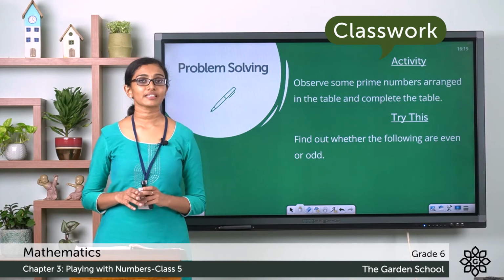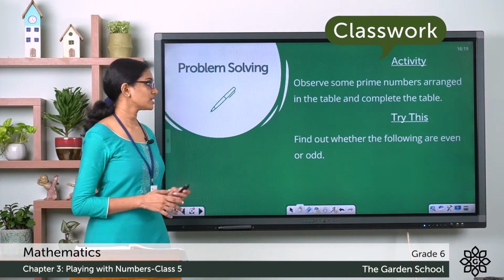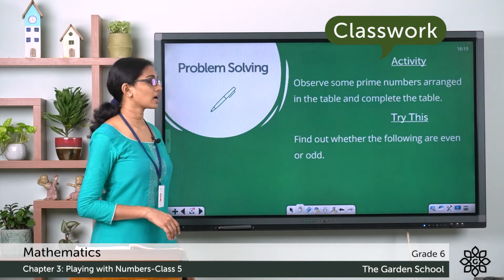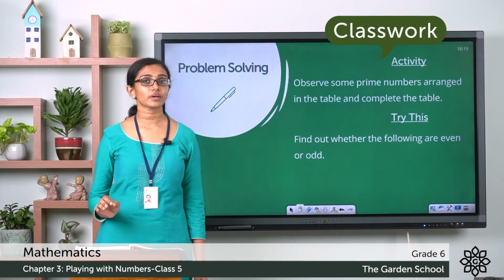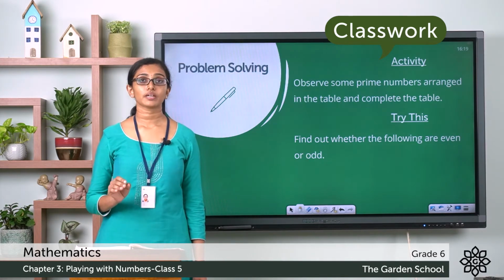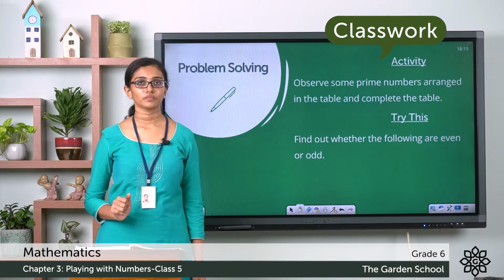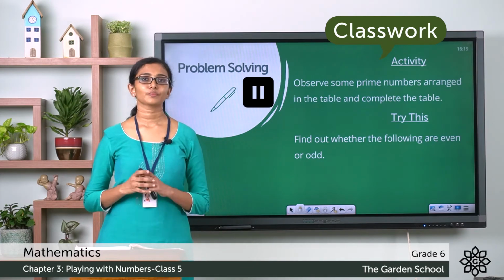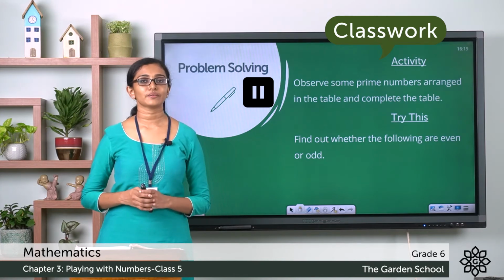There is a Try This exercise given right below the table, and the question reads, find out whether the following are even or odd. There are 4 questions given there. Read each question carefully and mention whether the answer to that question is even or odd. So, do this as an activity. Please pause this video, finish these 2 activities and be right back.